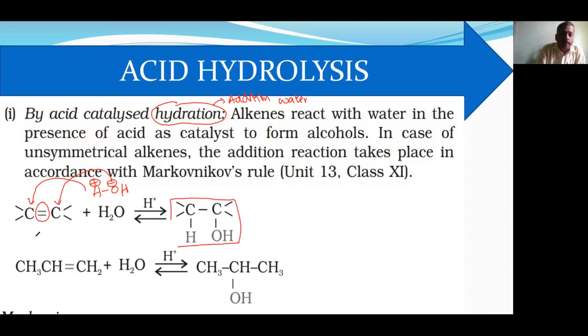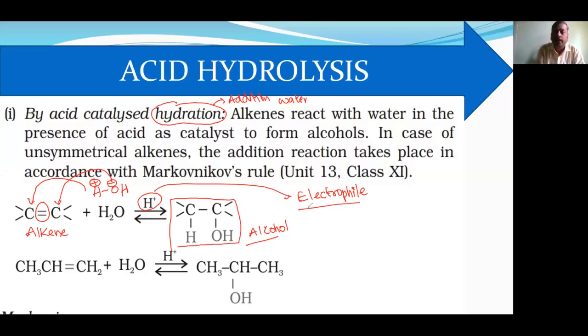Okay. So earlier, before the reaction, it was alkene. And as a final product, we got the alcohol. But the problem with this is it is a slow reaction. So to initiate the reaction, we have to have a reagent. That reagent is the acid. So acid will provide the H plus. Now H plus is here an electrophile. H plus is called an electrophile. That means it can attract the electron.